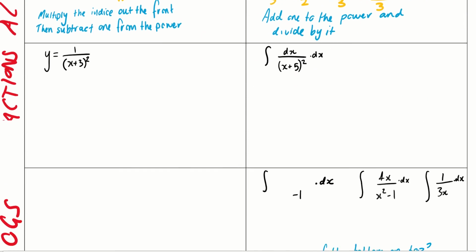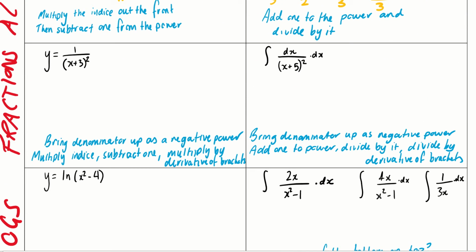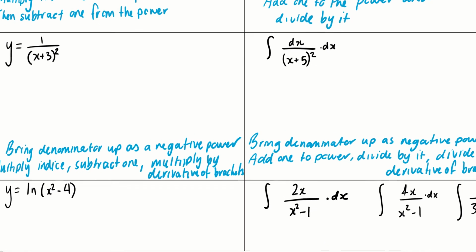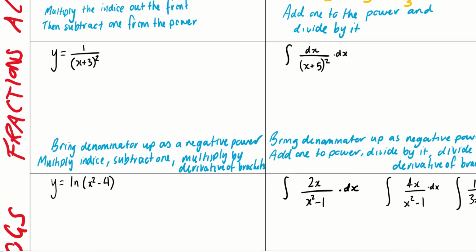All right, fractions. Fractions can be tricky because people get confused whether it's a log or whether it's not. So what I have written here, to differentiate a fraction, bring the denominator up as a negative power, multiply the indice, subtract 1, and then multiply it by the derivative of the brackets. So that's kind of like your chain rule. So ignoring logs for a second, and then I will get to logs and I'll show you what to do in terms of whether it is a log or whether it's not a log.